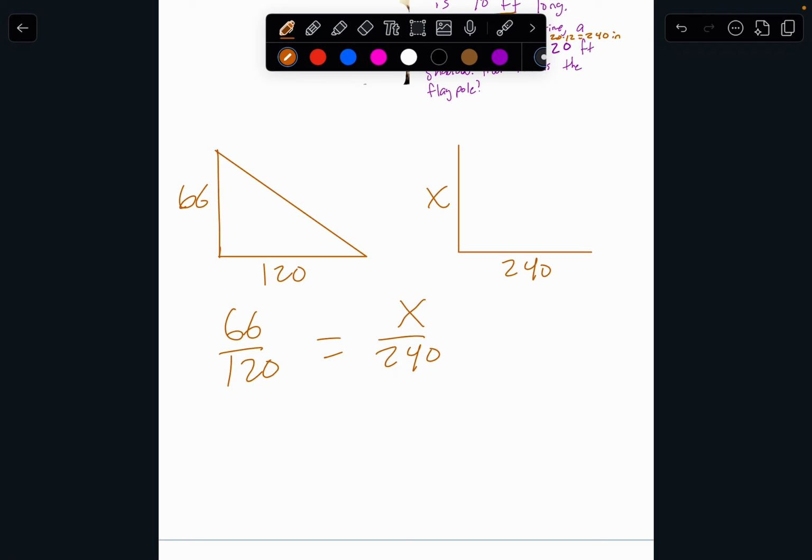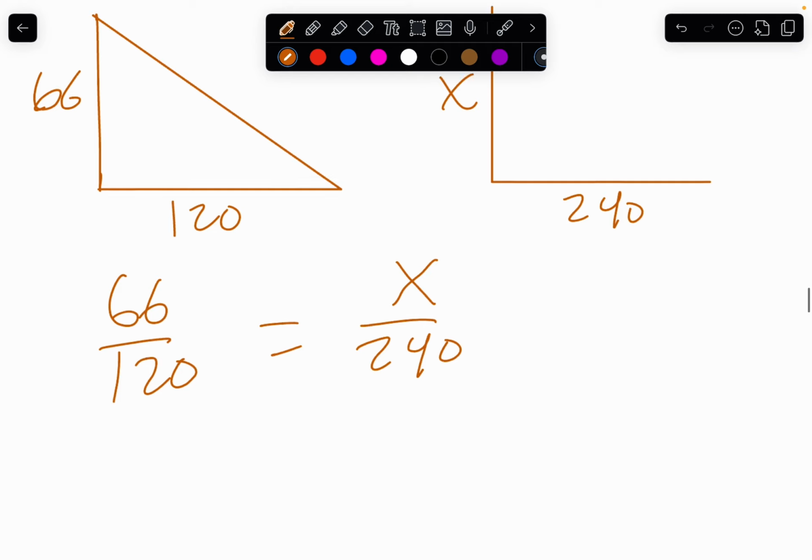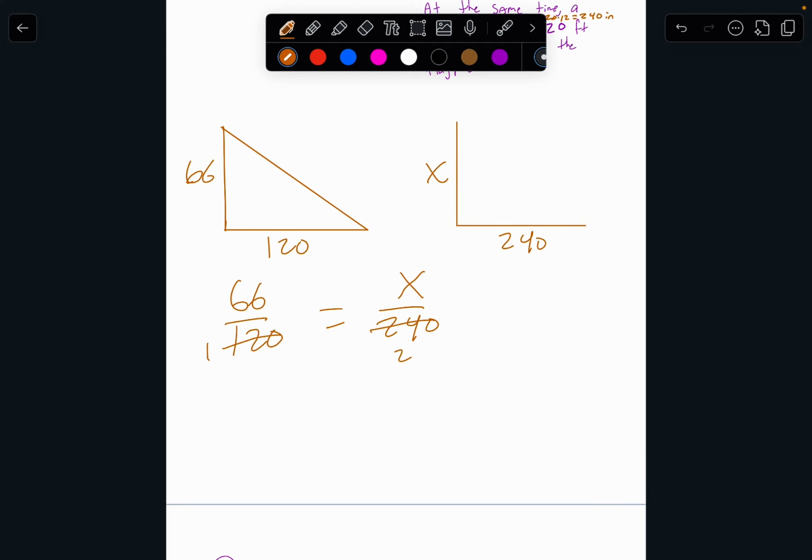I need to reduce, these are some big numbers, I don't want to multiply those out. Well, 120 and 240, nice. That's just 1 and 2. Well, that just made it real quick. Love it. X times 1 is X. 66 times 2 would be 132. And that is 132 inches. Remember, we did everything in inches.